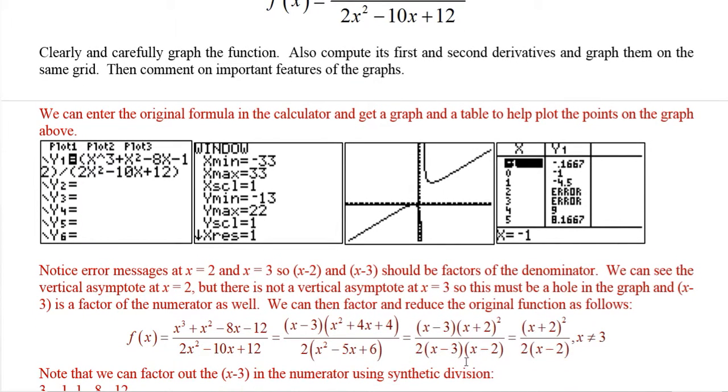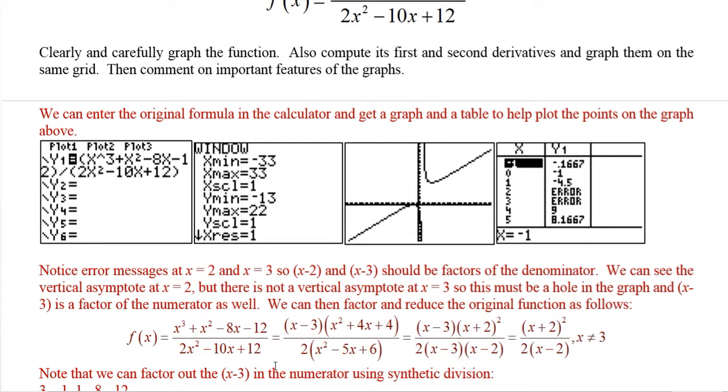And the denominator, we could work that out by FOIL and double check that. X times x is x squared. Negative 3 times negative 2 is 6. We get negative 3x minus 2x is negative 5x. So middle term, distribute the 2. We're back where we started in the denominator. So that did check out.